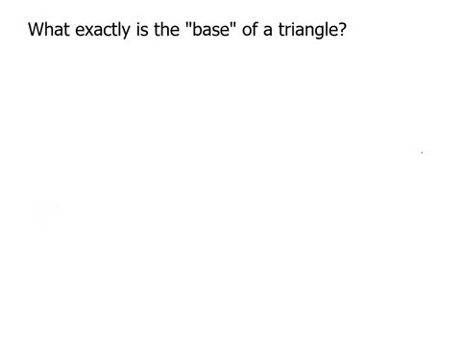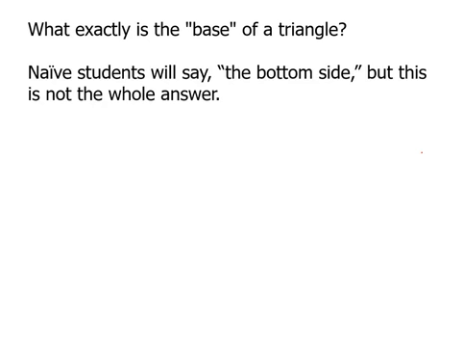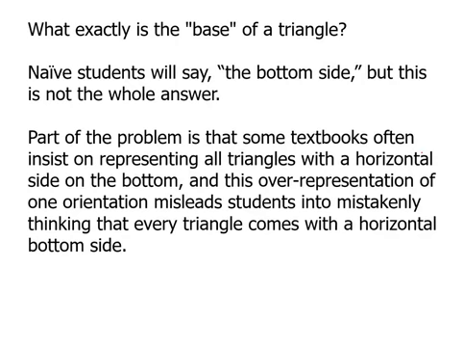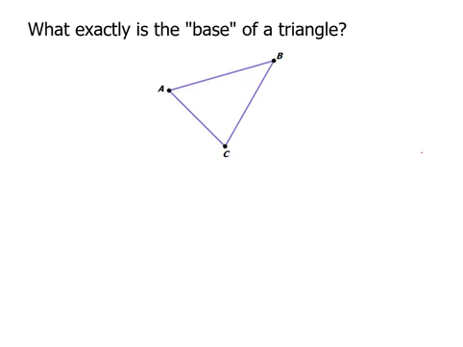What exactly is the base of a triangle? Naive students will say the bottom side, but that is not the whole answer. In fact, that's kind of a misleading way to think about it. Part of the problem is that some textbooks often insist on representing every triangle in the world with a horizontal line on the bottom. And this overrepresentation of one orientation misleads students into mistakenly thinking that every triangle automatically comes with a horizontal bottom side. And that's simply not the case.